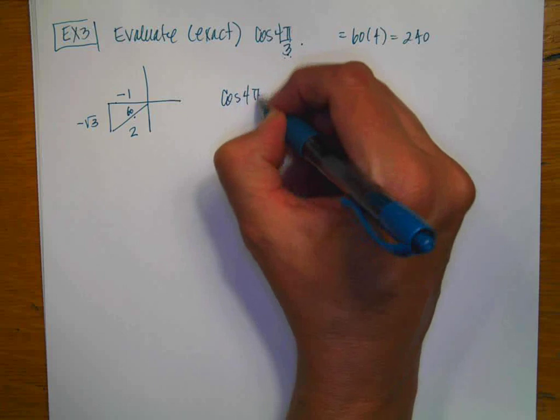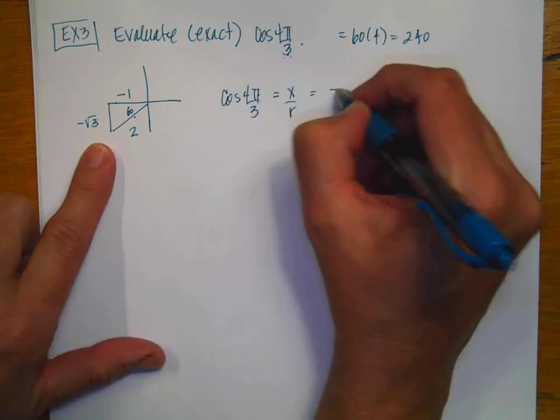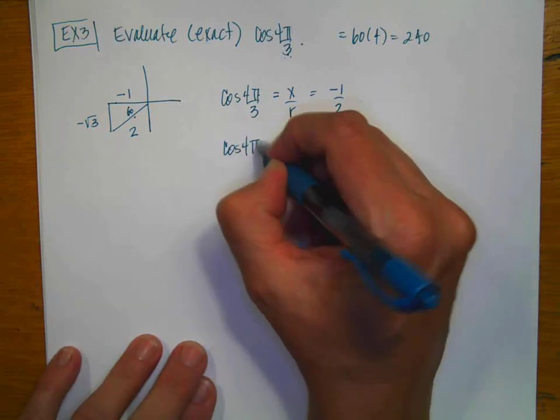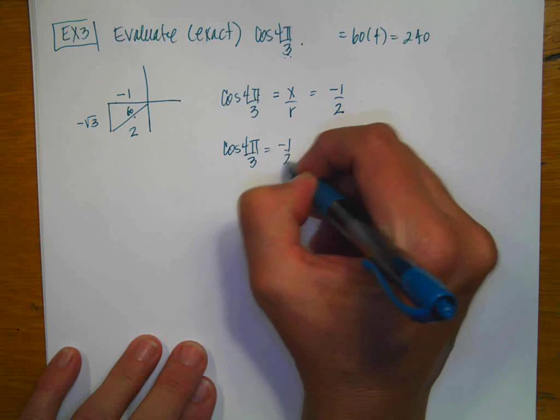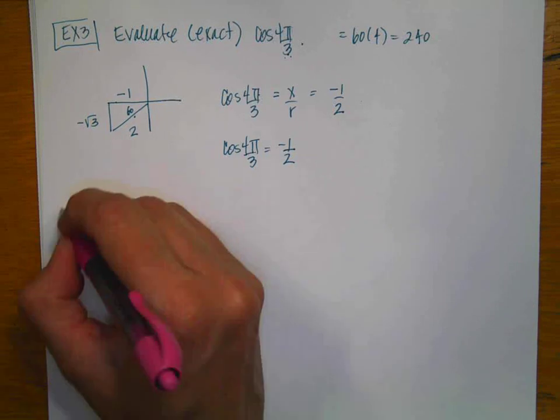So then the cosine of 4 pi over 3 is going to be x over r, so it's a negative 1 over 2. And then I report that the cosine of 4 pi over 3 is a negative 1/2. You can take the time to memorize the unit circle. I will tell you that I think it's a waste of time.